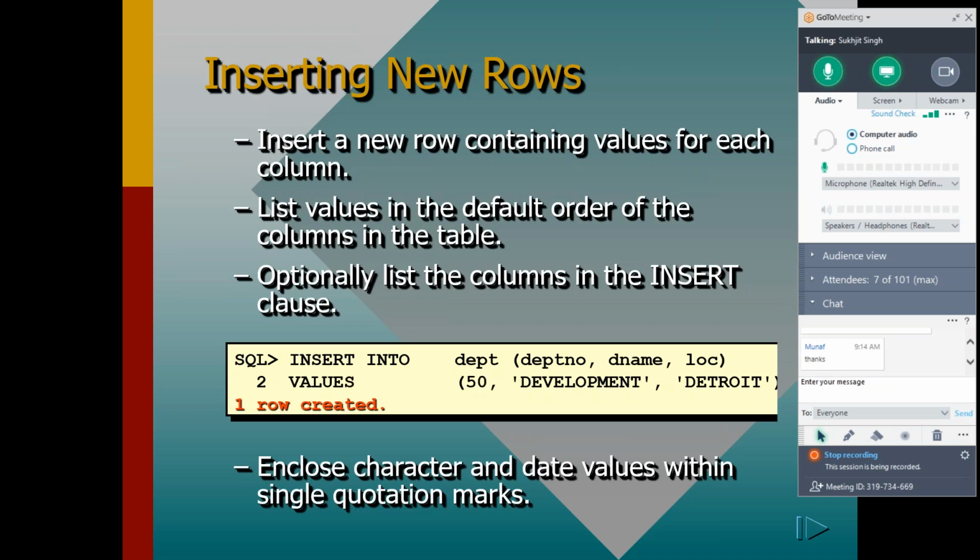So if I provide, this is all optional, column names are optional. If I don't provide column names, I must provide values in the order they show in the describe. That's the default order. That's how I find out the default order of the columns. And if I'm using character or date data type, then I include it in single quotes. So, okay.